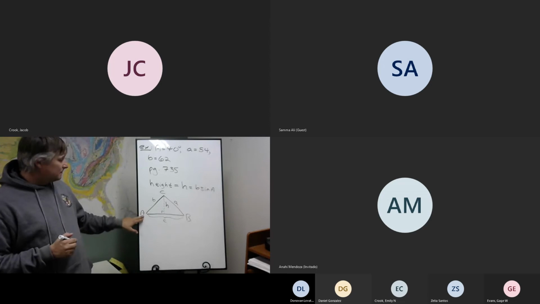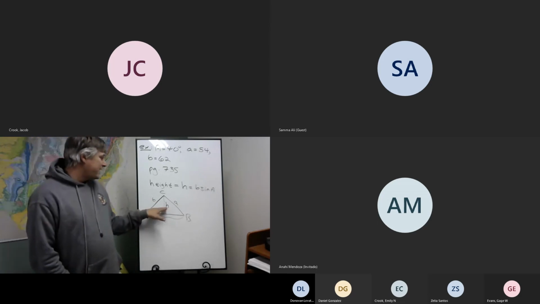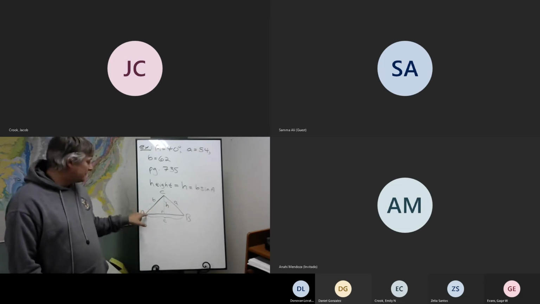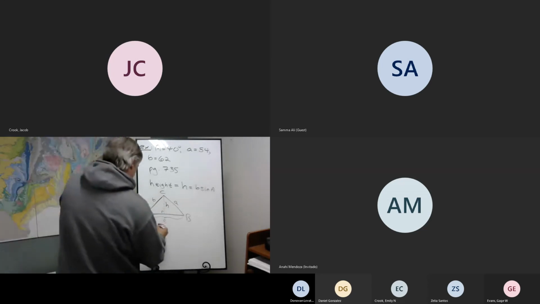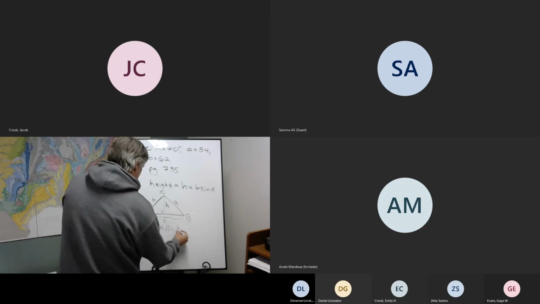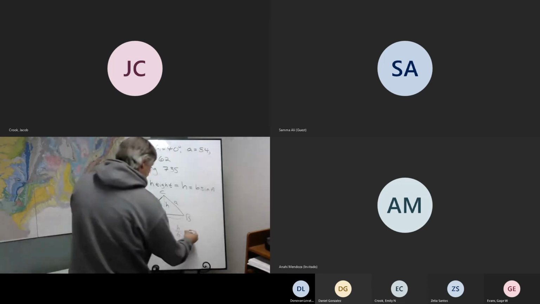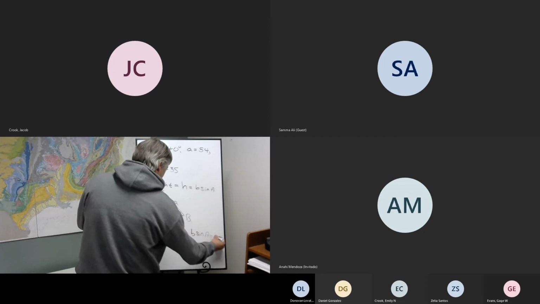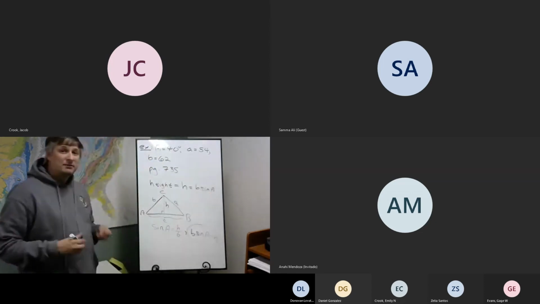Here's angle A. If we think about height, we have our opposite of A, and this is our hypotenuse for this right triangle. So that means sine of A is H over B. Solve for H. That's how we get that. That's where that's coming from.